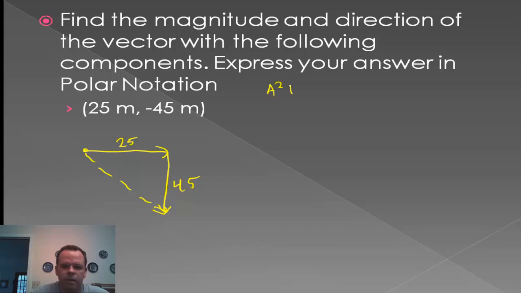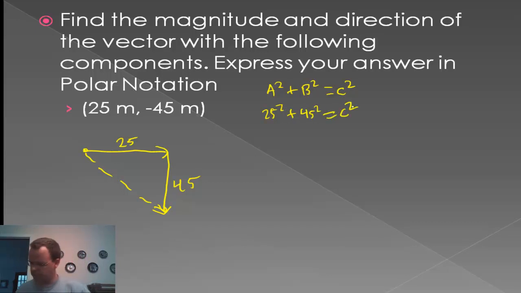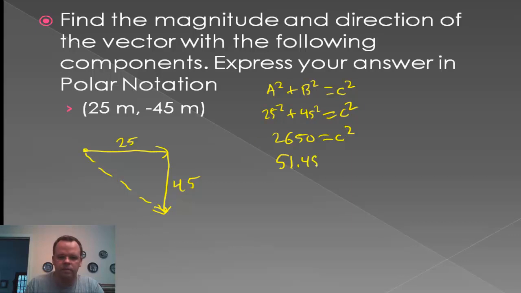Once again, a squared plus b squared equals c squared. 25 squared plus 45 squared equals c squared. So 2650 equals c squared. So I get 51.48. The unit is meters.